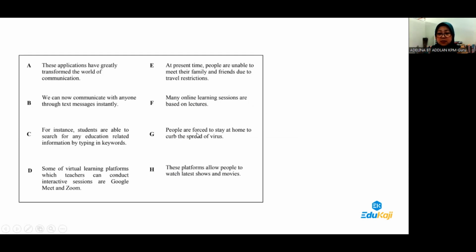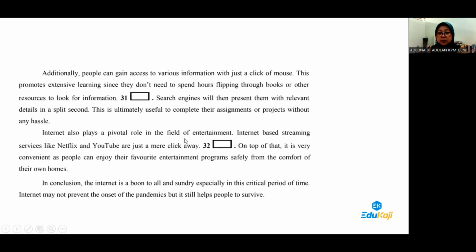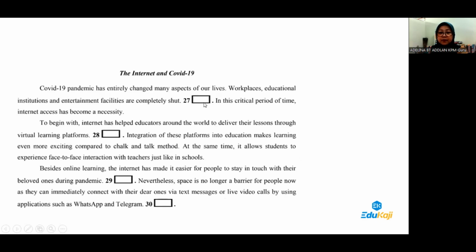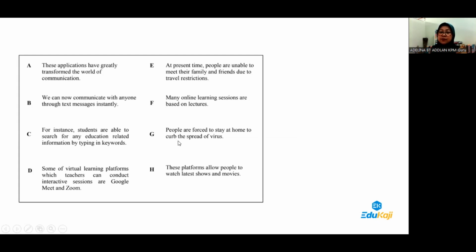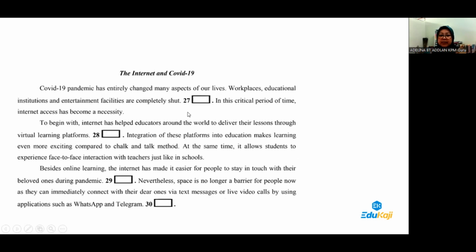Therefore, I think the answer which is suitable for number 27 would be G. Yes, because you're talking about workplaces, educational institutions, and entertainment facilities being completely shut, and because of that, people are forced to stay at home. So G is a suitable answer, and students only have to put the letter G in the blank. Alright, this is how you actually do part 4.